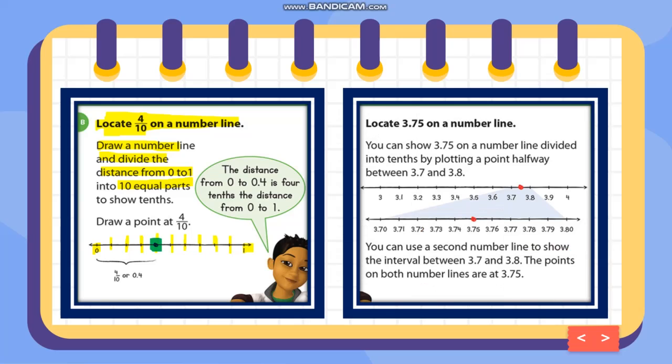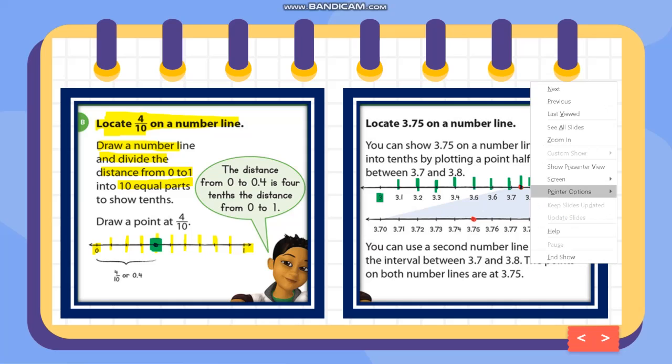Now, let's locate 3.75 on a number line, or 3 and 7/5. You can show 3 and 7/5 on a number line divided into tenths by plotting a point halfway between 3.7 or 3 and 7/10 and 3 and 8/10. So I started from 3, then I ended up at 4. After that, I divided it into 10 parts, 1, 2, 3, 4, 5, 6, 7, 8. I'm sorry, this is 8, 9, and 10.